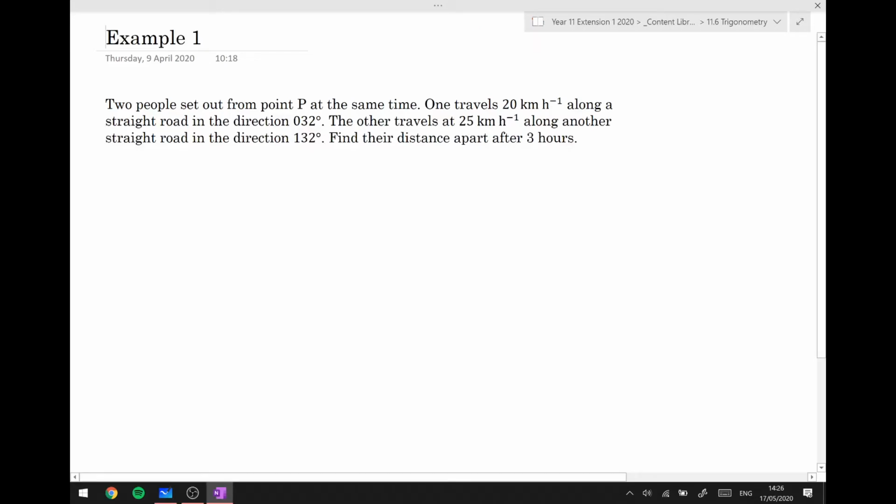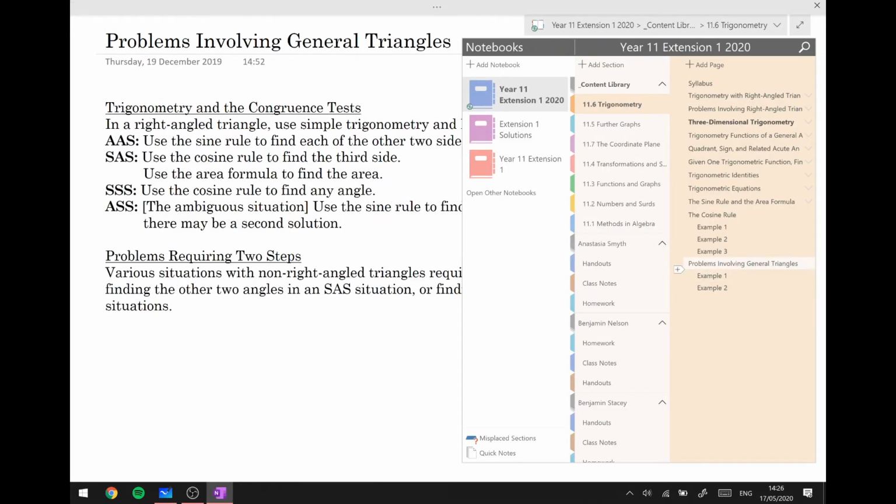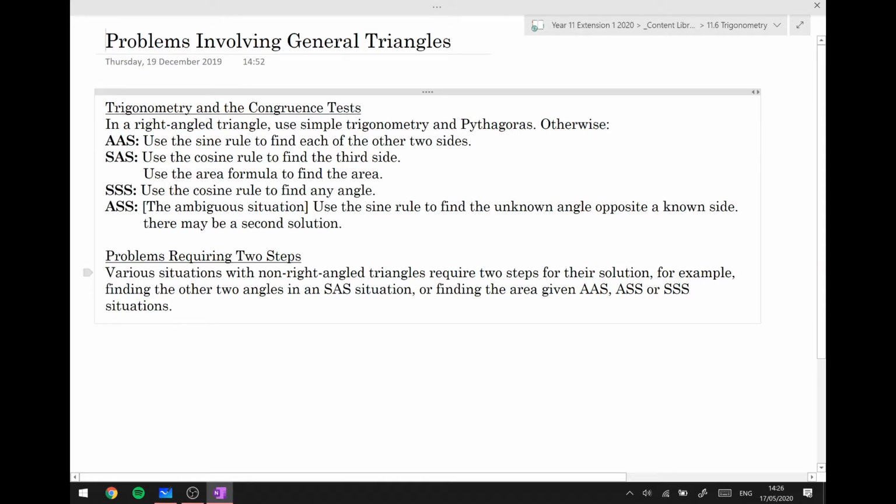Okay, so the last part of this topic is just looking at some different problems that we can come across with. So it's basically an application topic, but with all the rules that we've done so far. So let's jump straight in and have a look at an example. Actually, before we even look at the examples, I might just quickly go through this. Now, this basically tells you what to use given which triangles that you have.